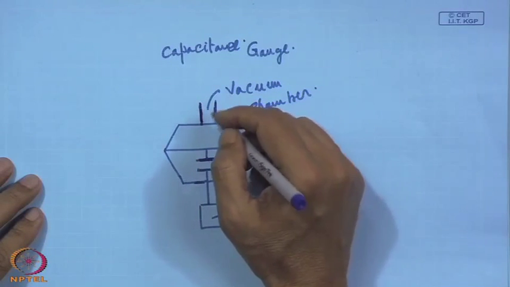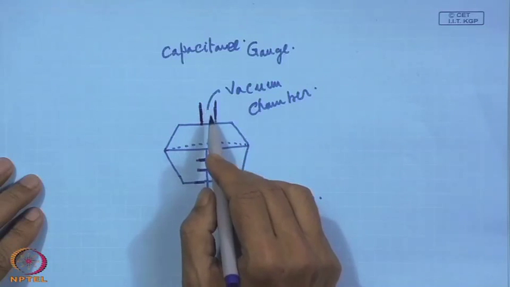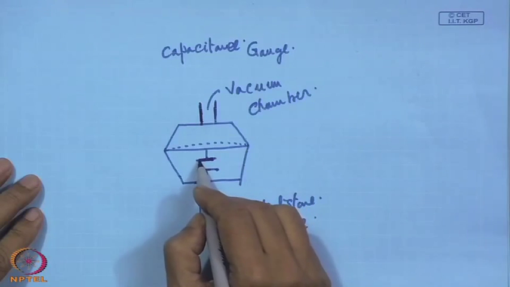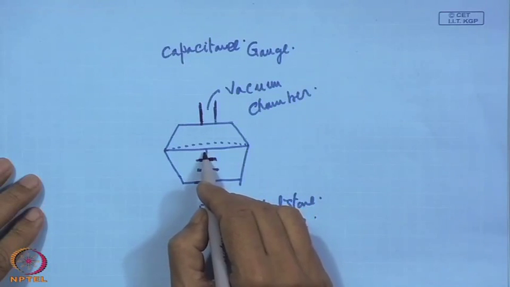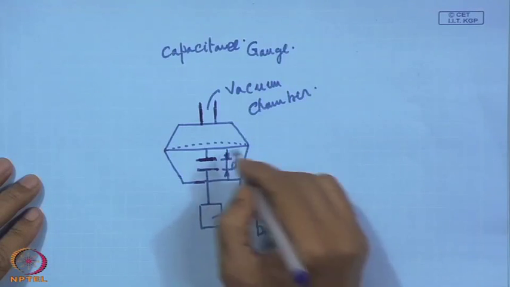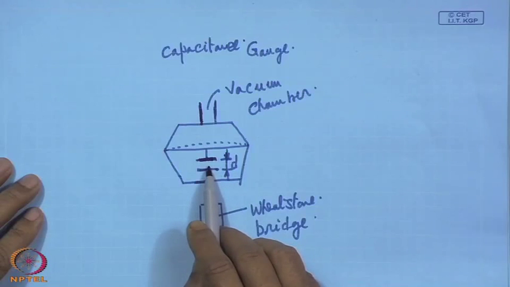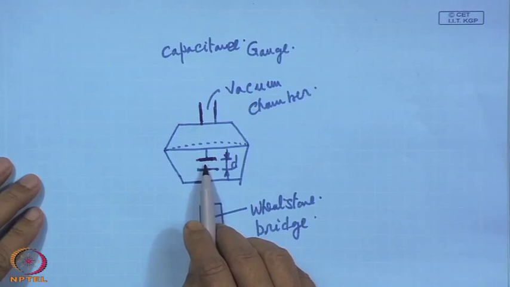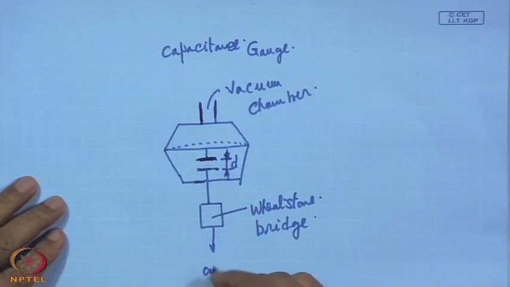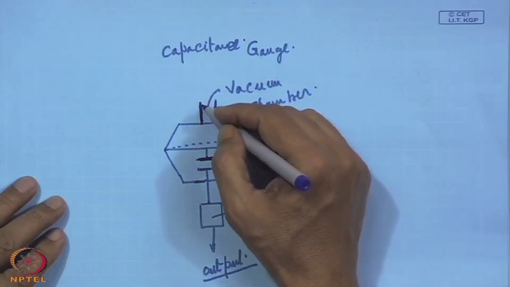So, what happens during evacuation? This diaphragm will change its shape or position when it is evacuated. Depending upon the rise or fall of pressure, this diaphragm will change its position, and since the upper plate of the capacitor is rigidly connected with this diaphragm, the space between the plates will keep on changing, and that will change the capacitance of this capacitor. On a Wheatstone bridge, one of the arms is this capacitor, so its capacitance will change, and that will generate an error voltage, and this Wheatstone bridge will give some output, and this output will have a relation with the pressure prevailing in the vacuum chamber.